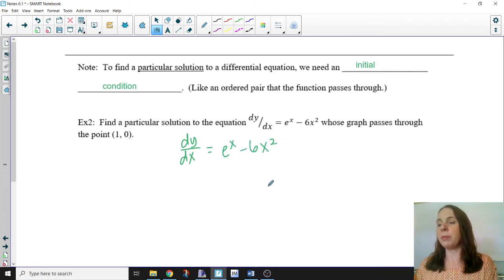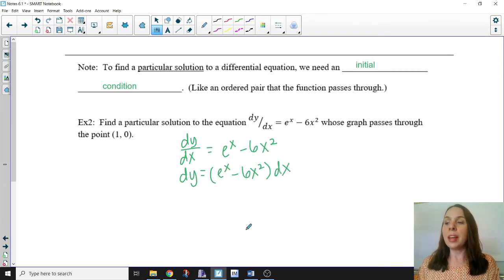Okay, so I'm just rewriting the differential equation. And then what I'm going to do is I am going to separate the dy and the dx like we did back in chapter 4 when we were working with differentials. Okay, I'm going to move the dx to the other side like that. The next step is if I want to solve from here, I am going to take an integral of each side.